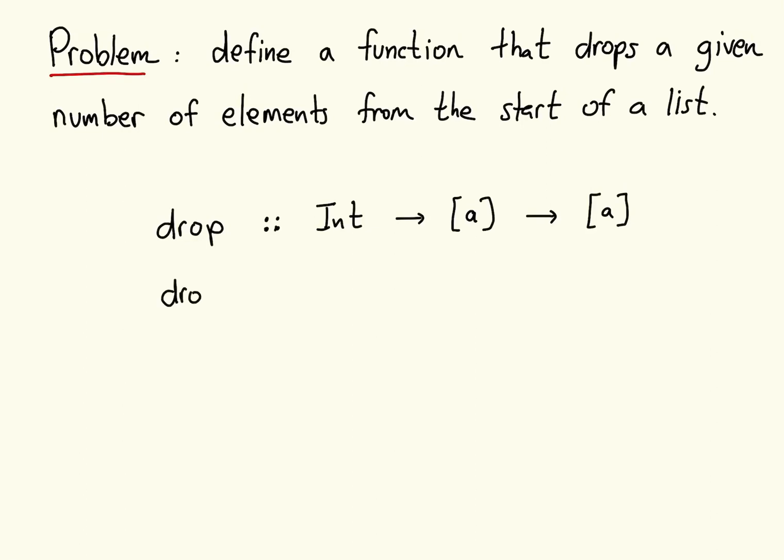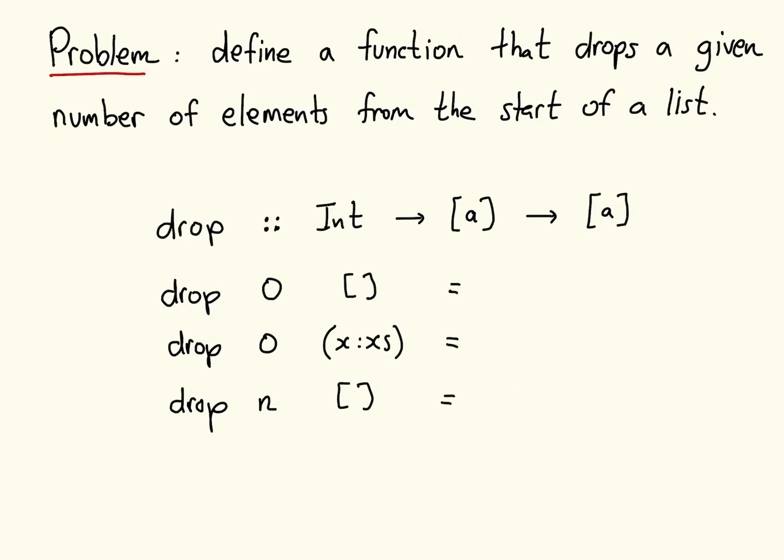So write down the parts here. I could drop 0 elements from a list with nothing in it, and then I'll get back something. I could drop 0 elements from a non-empty list, x followed by xs, and I get back something. And then I could also drop n elements from an empty list, and I get something, or I could drop n elements from a non-empty list and I get something.